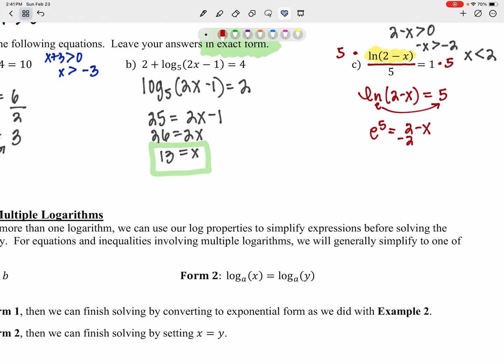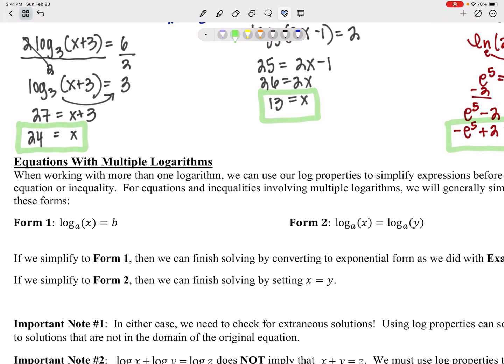Then I'm going to subtract 2 from both sides. So I've got this number that's in the hundreds, minus 2, equals negative x. I'm going to multiply everything by -1, which is going to make my e to the 5th negative and my negative 2 positive. So now I have this negative value in the hundreds plus 2, which is a negative number. This negative number is going to be perfectly fine. It is not going to cause a problem whatsoever. Therefore, no extraneous solutions.